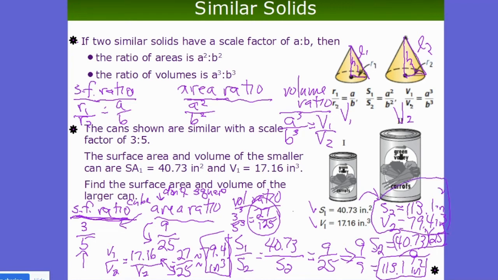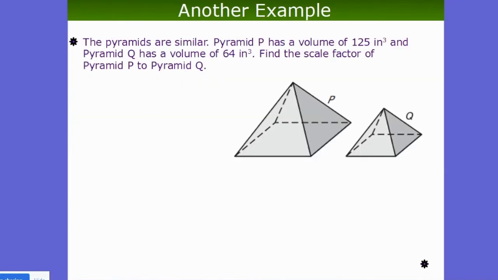We can look at another example. We've got two similar pyramids. Pyramid P has a volume of 125 cubic inches. So I'm going to mark under here. I'm going to call that one volume 1 is 125 cubic inches. And I also know the volume of this one. It is 64 cubic inches. And it wants the scale factor ratio of Pyramid P to Pyramid Q.